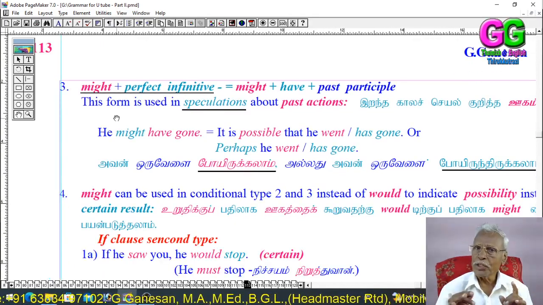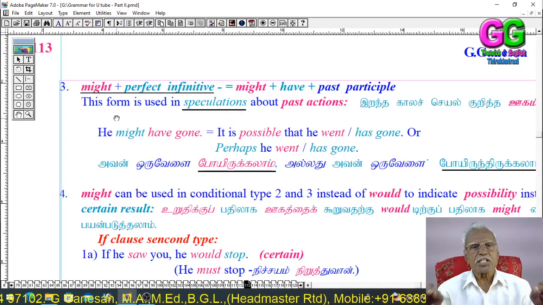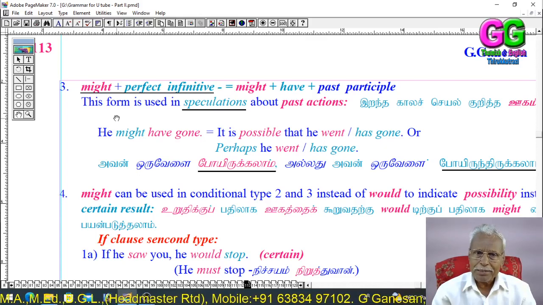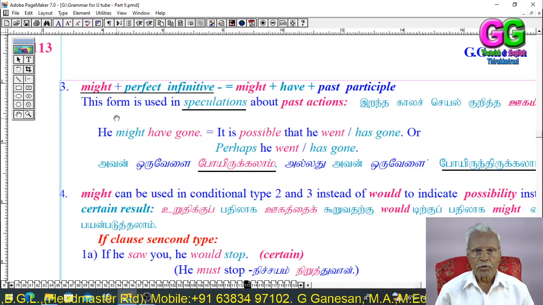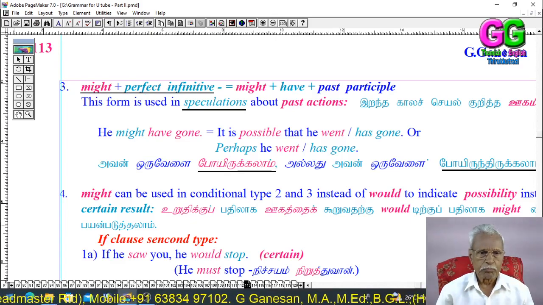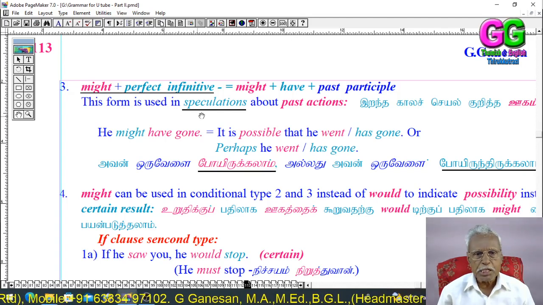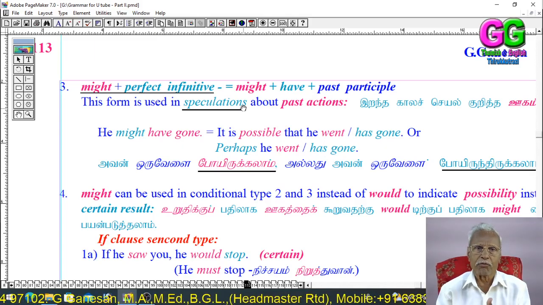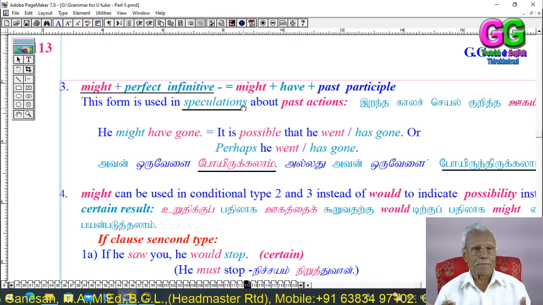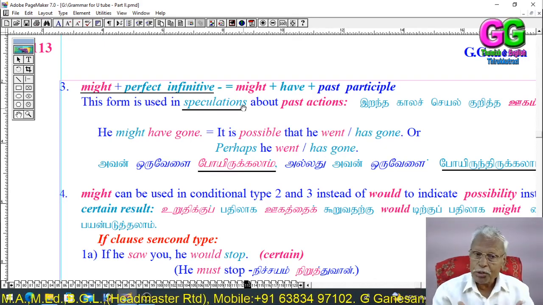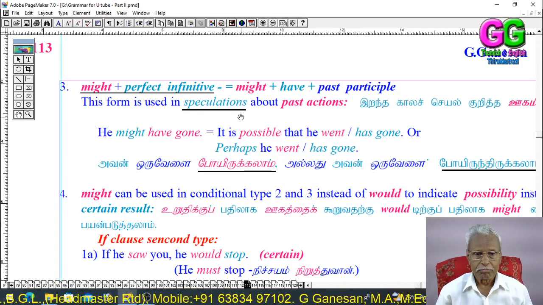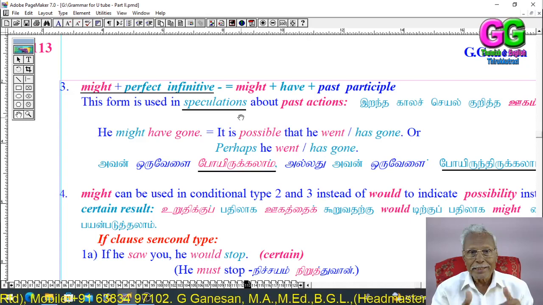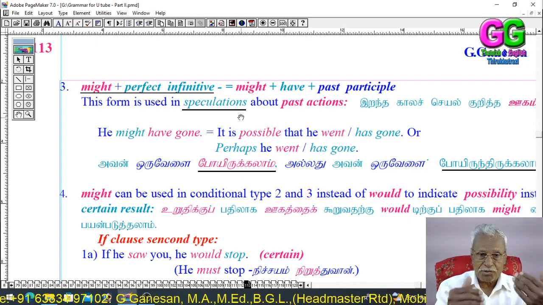Now we are going to see the uses of might plus perfect infinitive. The pattern of might plus perfect infinitive, that is, might plus have plus past participle. What are its uses? This form is used in speculation about past actions. That is, might plus have plus past participle is used to express speculation about past actions.